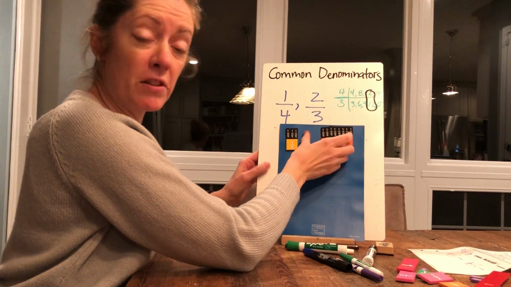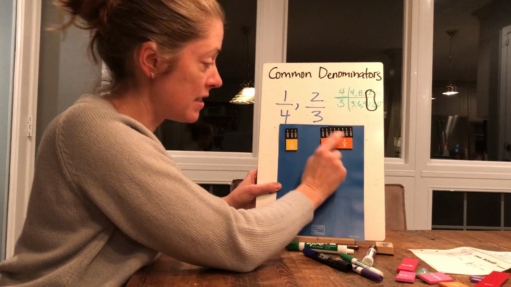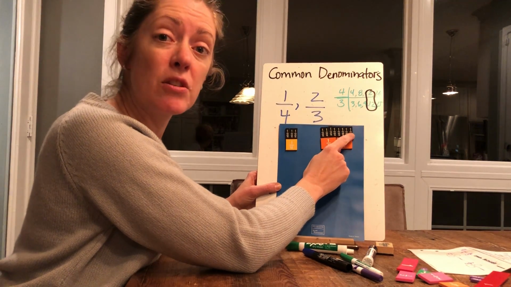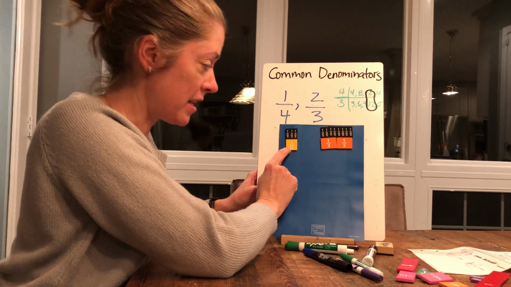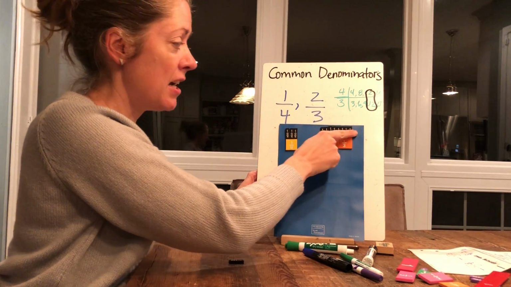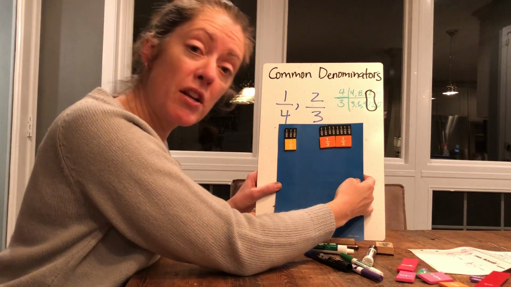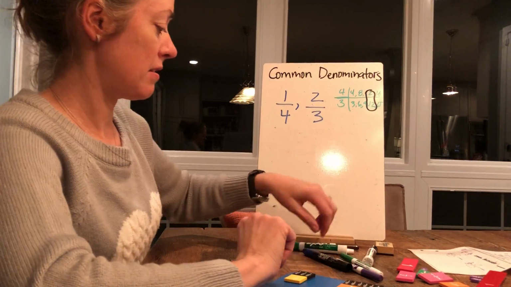Also, it fits perfectly, as you can see. 2/3 can also be written as 8/12. 1/4 can be rewritten as 3/12. Again, common denominator, we're using all the same size piece. But let's go ahead and do it on paper, or on the board, instead of the fraction pieces.